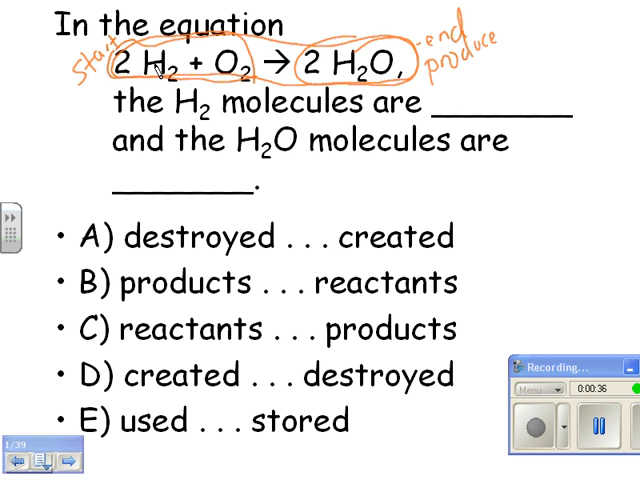So the hydrogen molecules are what we start with, so that's reactants. So that's this one. Whoops, sorry. And the water molecules are what you produce, because it's on this side of the arrow. So those are products, so that's here.